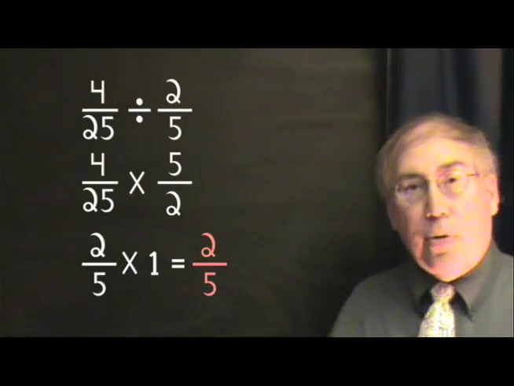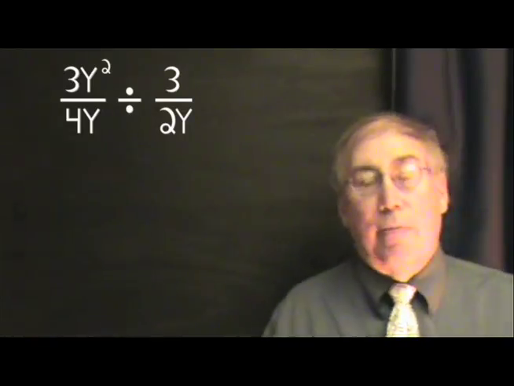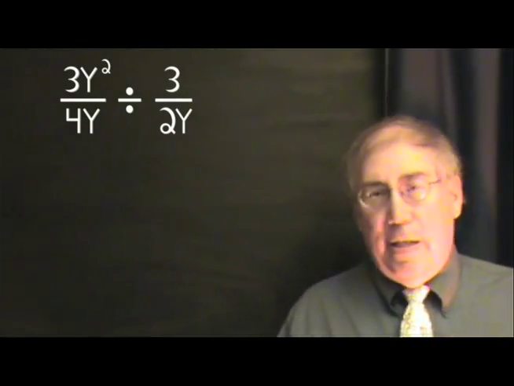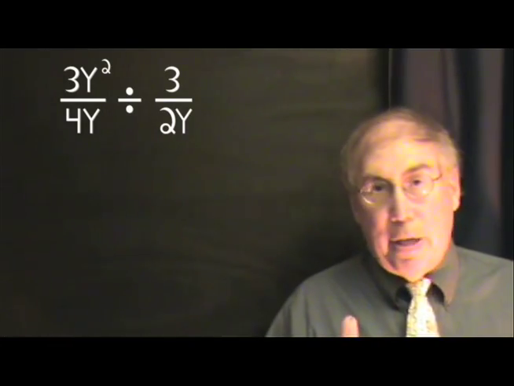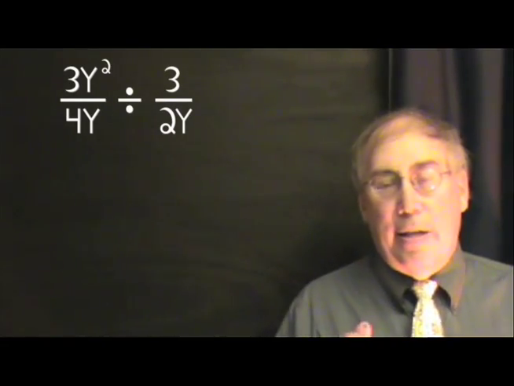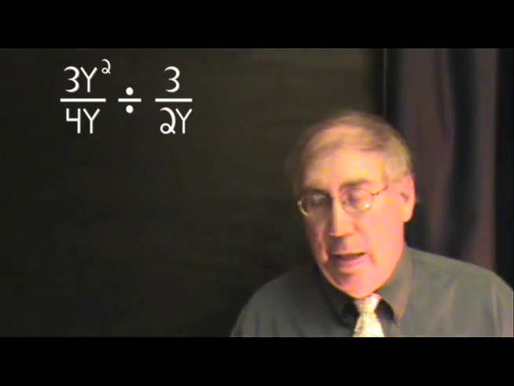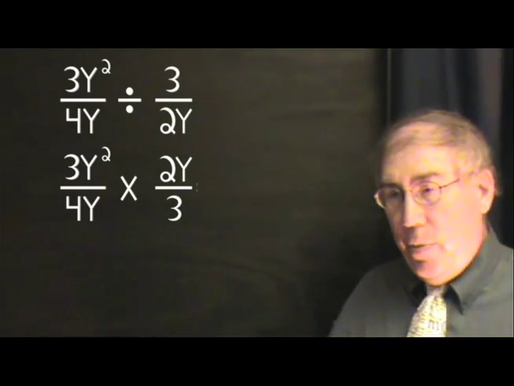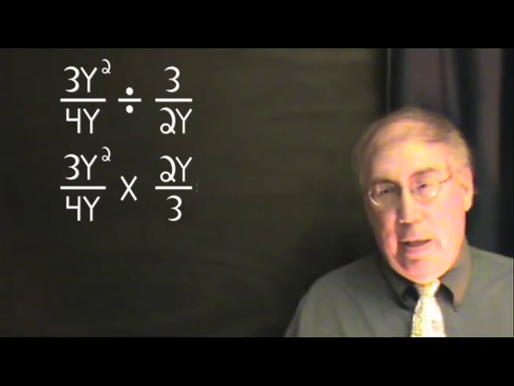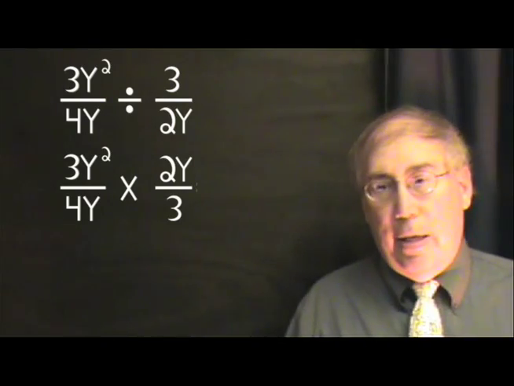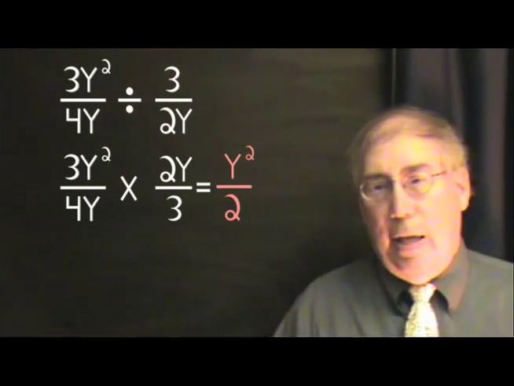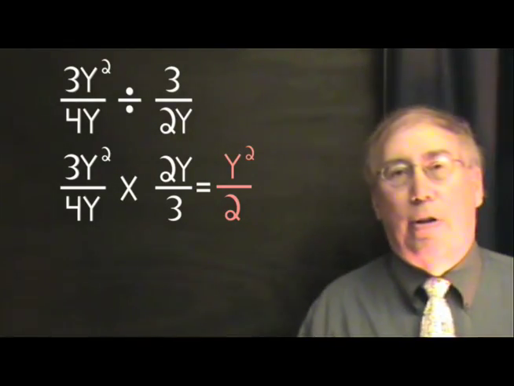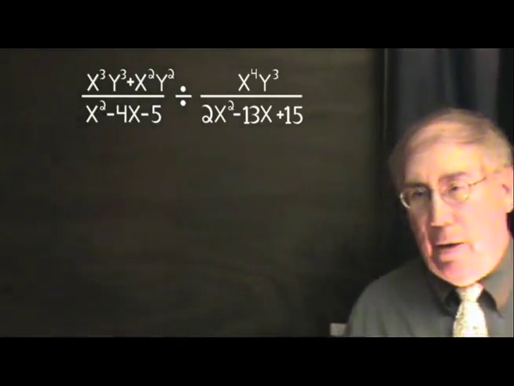Now, let's try one with expressions involving variables. Here's our first case here. Take the 3 over 2y, turn it upside down, invert it, and multiply it times the first fraction. And let's see how that looks here. And we notice right away that we can cancel out the y's, and we can cancel out the 3's, and we could take 2 into 4, goes 2 times, and we get y squared over 2 as our answer.